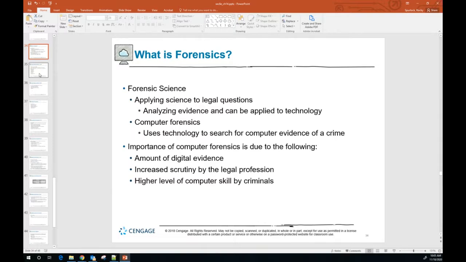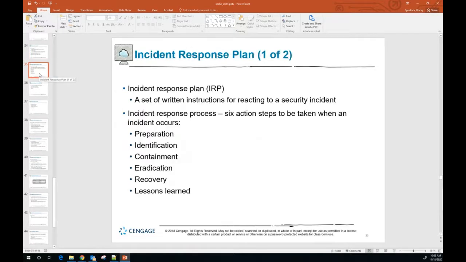This is important. The importance of computer forensics has risen due to the following: the amount of digital evidence, the increased scrutiny by legal professions, and the higher level of computer skills by criminals.